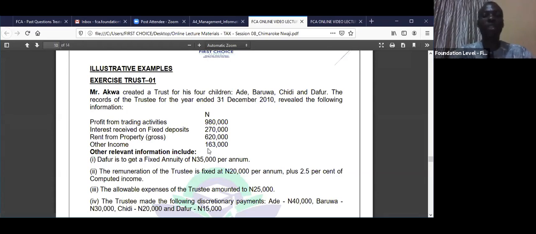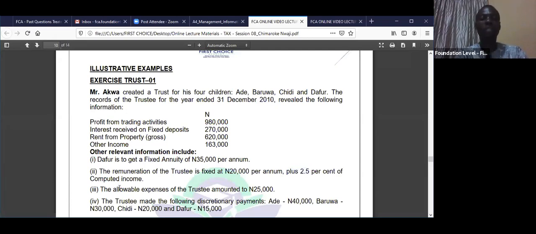Other relevant information includes a fixed annuity here. So look at his children. He created a trust for these children. So that means these children are beneficiaries. So there are four beneficiaries. And one of them here is getting a fixed annuity. We said this fixed annuity is an allowable expense. We also said the remuneration of the trustee is fixed at this amount. So the remuneration is also allowable. Then there is a variable plus 2.5% of the computed income.